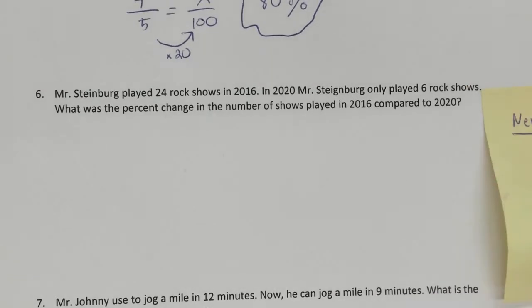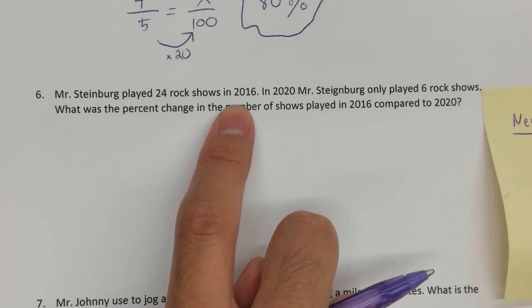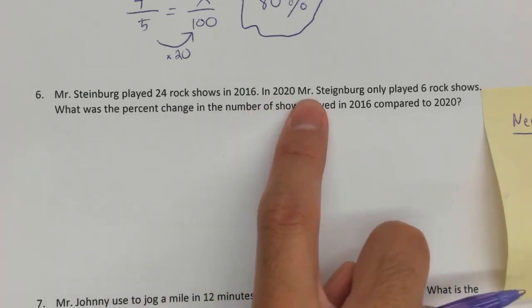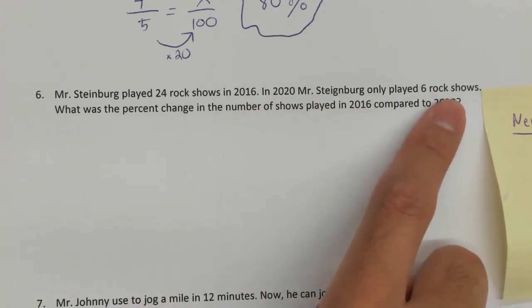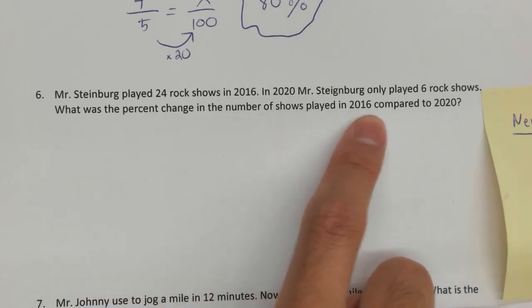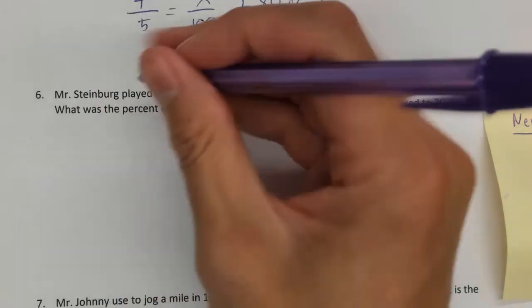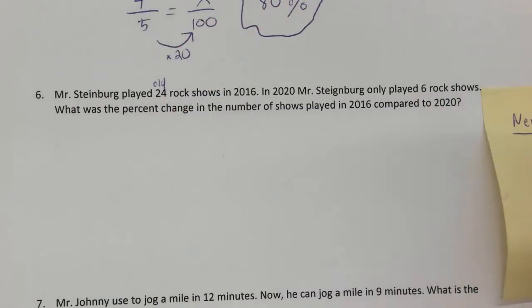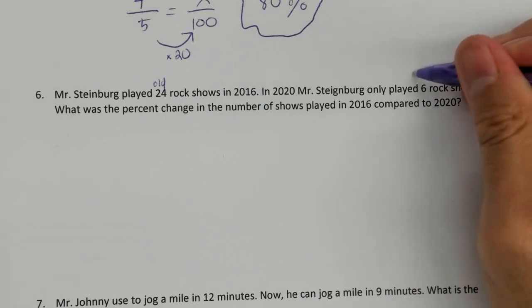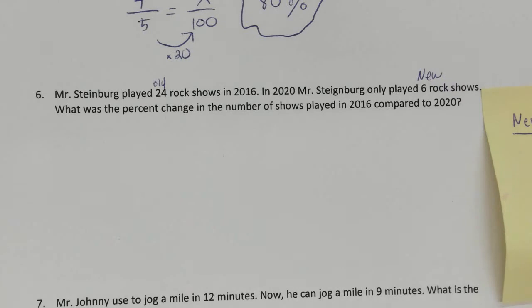Alright, number 6. Mr. Steinberg played 24 rock shows in 2016. In 2020, Mr. Steinberg only played 6 rock shows. What was the percent change in the number of shows played in 2016 compared to 2020? So, obviously, the number in 2016 is the old. And the number in 2020 is 6. So that's new, because it's 2020.